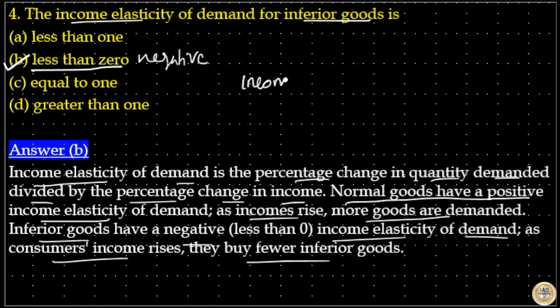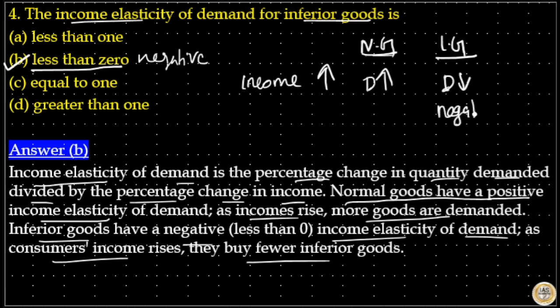When income of people increases, their demand for normal goods increases and demand for inferior goods decreases. Demand for inferior goods decreases with income rise. That means income elasticity is negative, because there is less demand for inferior goods, they demand normal goods. When income rises, people demand normal goods.